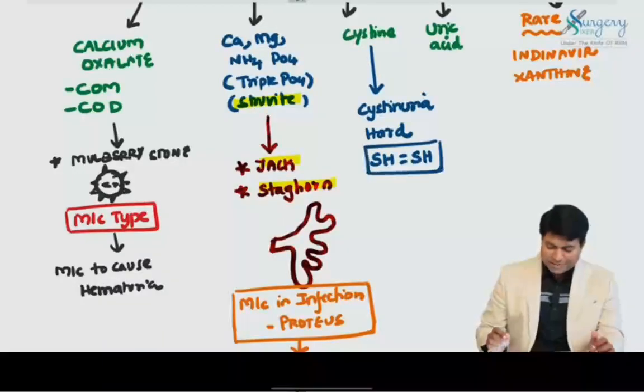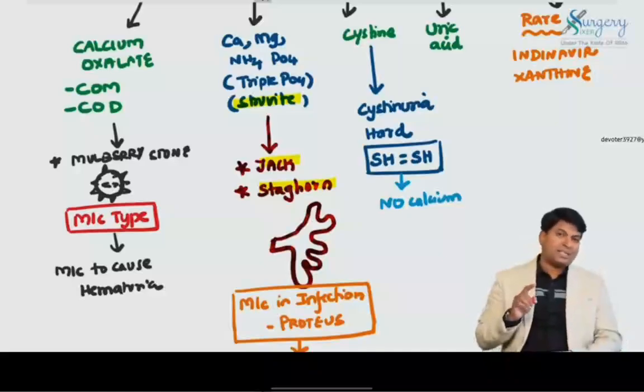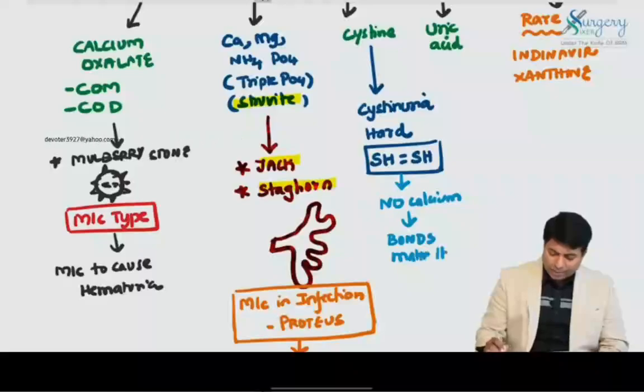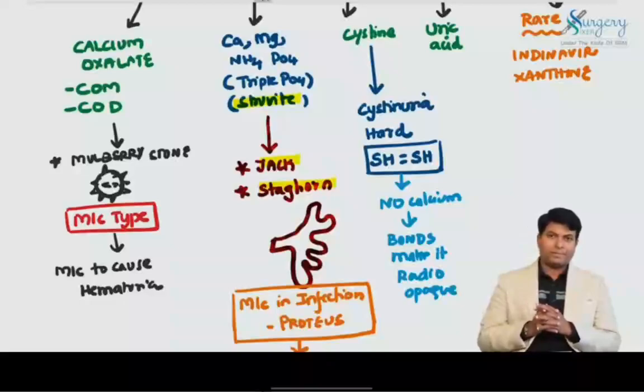There is a double sulfur bond present inside. So the cysteine stones do not contain calcium. No calcium is seen in cysteine stones. But in spite of that, cysteine stones are seen on X-ray because of the double bonds. The bonds make it radio opaque. So this is an interesting MCQ point. Otherwise, it does not contain any calcium component.